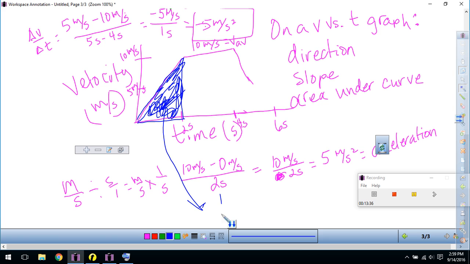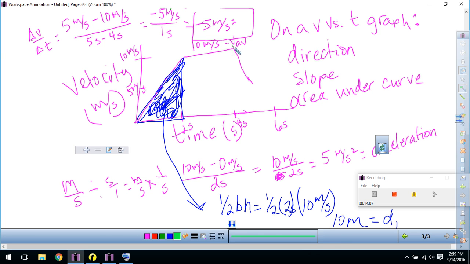Well, the area is 1/2 base times height. The base is 2 seconds. The height is 10 meters per second. So 1/2 of 2 seconds is 1 second. 1 second times 10 meters per second is 10 meters. So that's the displacement, or the change in position, that distance traveled that occurred for the first 2 seconds. He traveled 10 meters. All right, now let's look at the next 2 seconds.